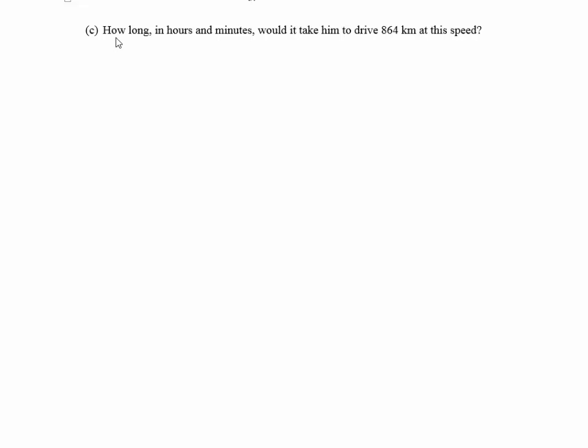Part C of this question says, how long in hours and minutes would it take him to drive 864 kilometres at this speed? So once again, we need to write down everything that we need to know. So now we know that distance in this case is 864 kilometres. My speed is still the same, so my speed is 71 kilometres per hour because we found that out in part A. And in this case now I'm asked to find time.